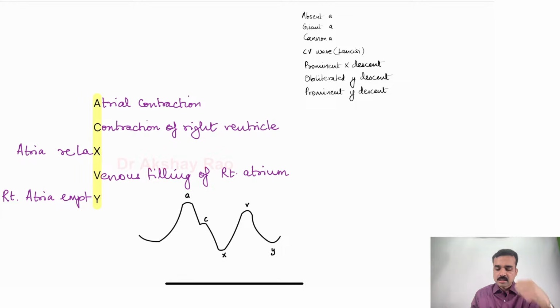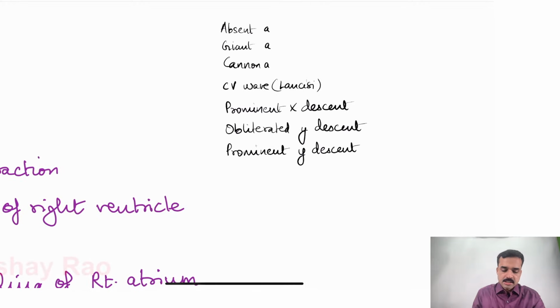But apart from all these, the abnormalities in JVP we already discussed. Atrial fibrillation, absent A wave. Atrial fibrillation is a condition where the A wave is absent in JVP and P wave is absent in ECG. Giant A wave, tricuspid stenosis. Tricuspid stenosis produces a giant A wave. Even regurgitation could produce it, but it's more classical for tricuspid stenosis.